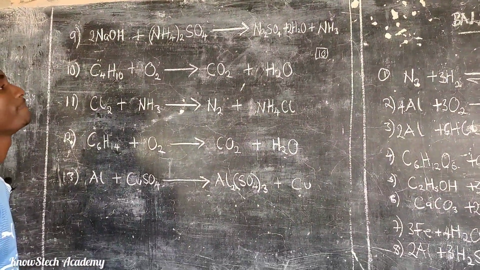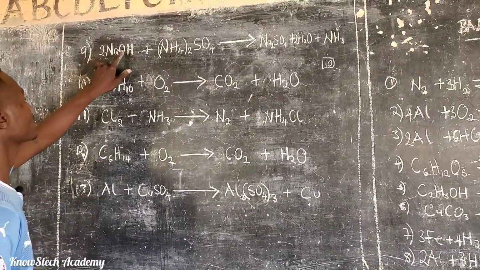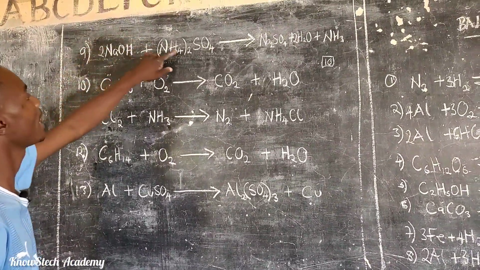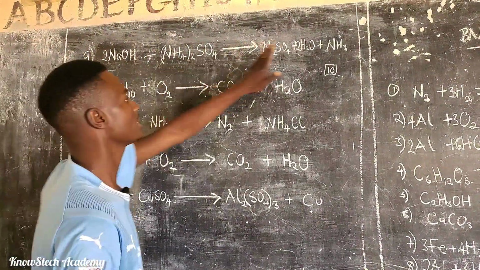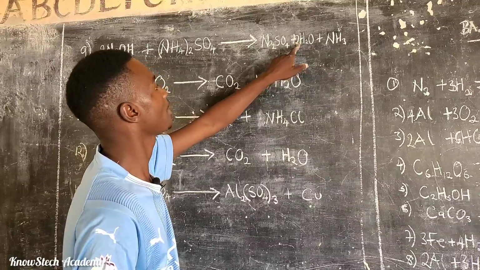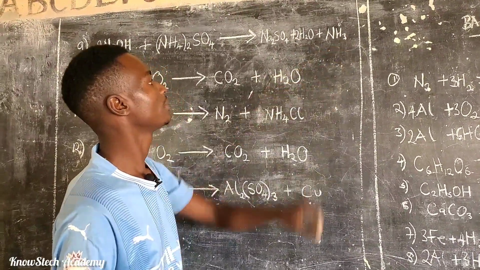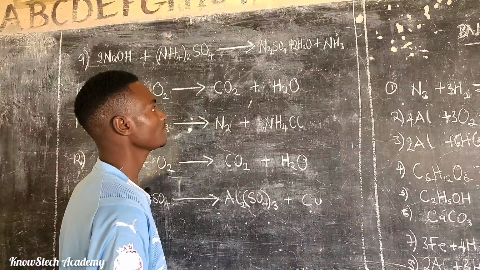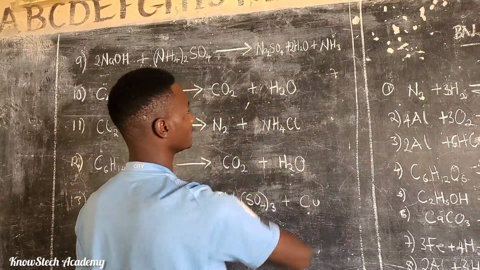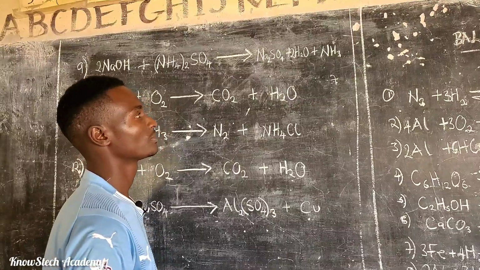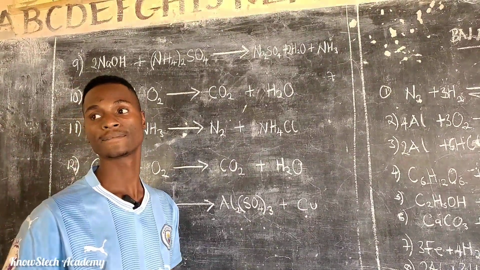Let's think. On the reactant side we have 2 plus 8, which is 10. We have 10 here. Then this side we have 4 plus 3, which is 7. What are we going to do? Yes, Joseph?